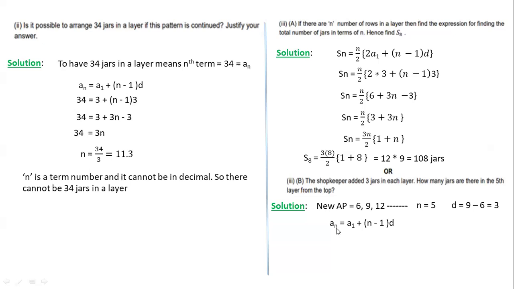He wants you to calculate a5. So let's put a5 equal to a1 is 6, plus (5 - 1) into 3. So this will be 6 plus, 5 minus 1 is 4, 4 3s are 12. 12 plus 6 is 18. So there are 18 jars in the fifth layer. Hope this is clear. Now let's go to the next question.